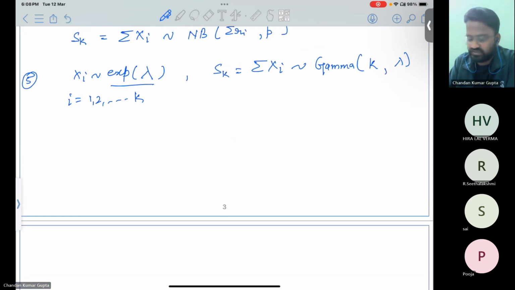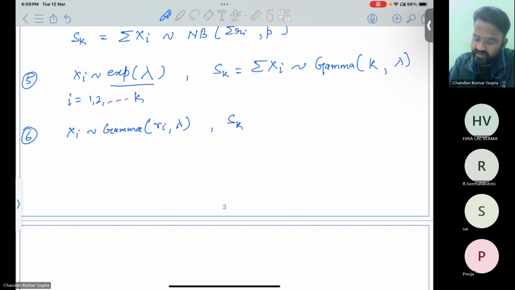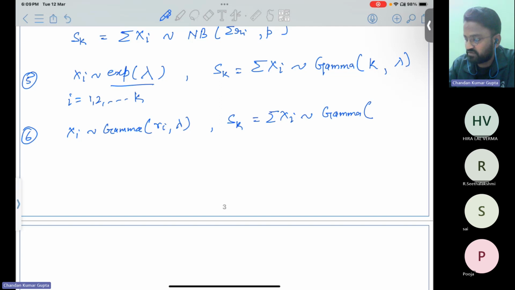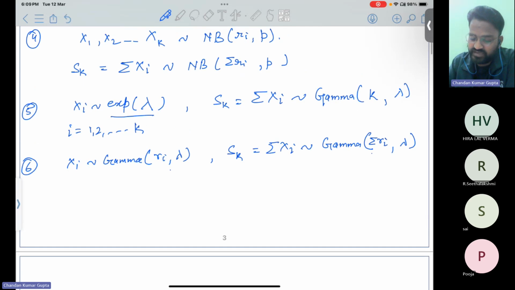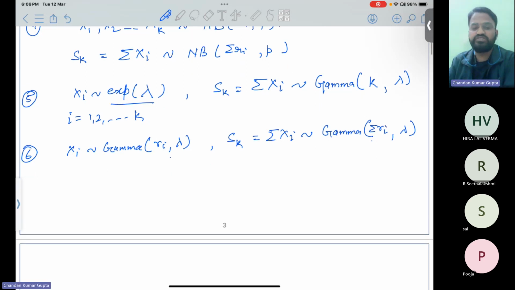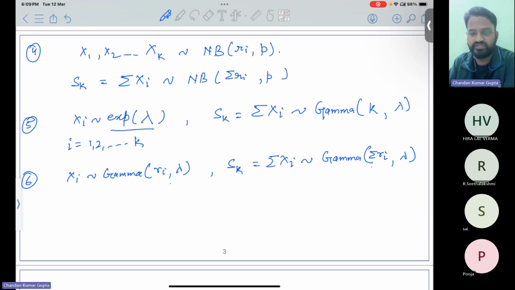Again, if Xi follows gamma(ri, lambda), then Sk, which is the summation over Xi, follows again a gamma distribution, but with parameters summation of ri and lambda. In a similar manner, there are some distributions which do not hold this additive property, but most of them hold it if there is a condition like independence. Here all the Xi's are independent, so this condition holds.